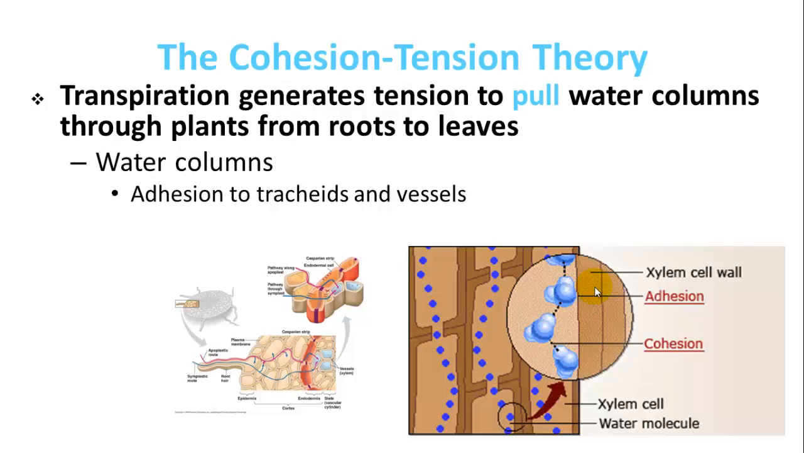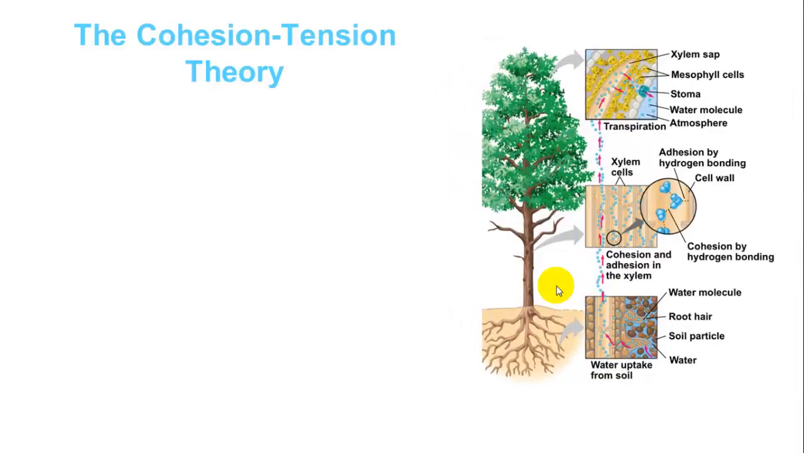And so what's holding the water in these xylem tubes is adhesion to tracheids and vessels. So we see that here, where they're forming hydrogen bonds between the walls of the tracheids and vessels. And then also the water will stick to itself through hydrogen bonds, and that is called cohesion. Okay, so by those two processes, adhesion and cohesion, you have a water column, or a continuous bead, or it's kind of like a straw filled with water.